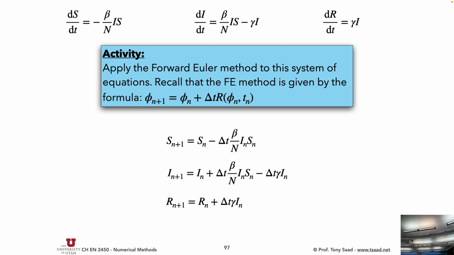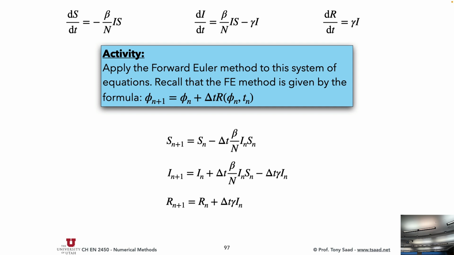This is what you should have gotten. It's simply applying the forward Euler formula to each one of those equations. For the equation for S, S_{n+1} is S_n plus delta t times the right-hand side at n, but the right-hand side is minus beta over N times I times S, applied at n. Everything is at n. I at n, S at n.